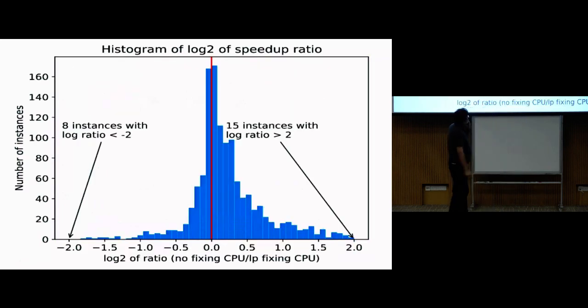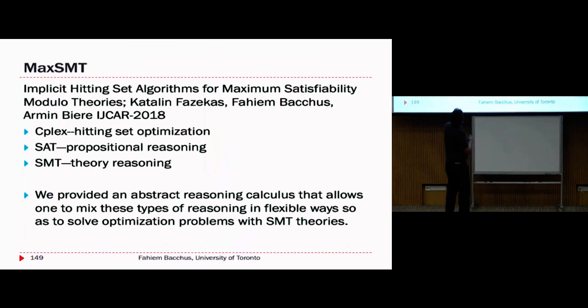And then if you look at the log 2 ratio of the performance, which is basically the log 2 speedup, you see that there are many instances, 15 instances, where you get more than a factor of 4 speedup, although there are about 8 instances where you get more than a factor of 4 slowdown. But generally speaking, you get more speedup than slowdown. So it's quite effective.